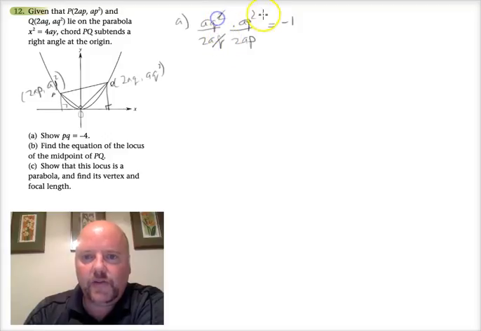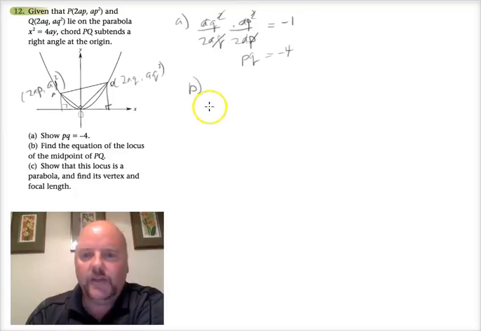Now that q can go with one of those, that p can go with one of those, that a can go with that, that a can go with that, and we end up with pq on top and 4 on the bottom. Now I'm just going to multiply that 4 through to the other side, so we end up with pq equals minus 4. And that's what we have to do for probably 1 mark here.